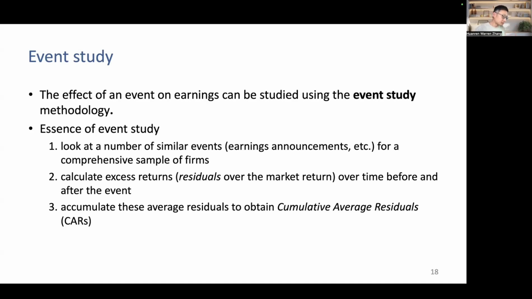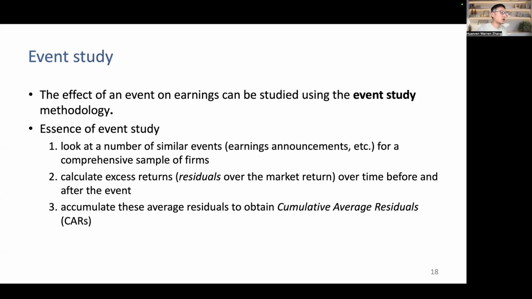Now let's summarize the evidence against the efficient market hypothesis. In order to do that, I need to introduce one type of study that can give us a measure of how quickly people respond to the new release of information, which is called an event study. The effect of an event on earnings can be studied using the event study methodology. The essence of an event study is to first look at a number of similar events. For example, we could consider the event of earnings announcements, and these similar events for a comprehensive sample of firms. Right? So we don't look at just one firm, we look at a large sample of firms.